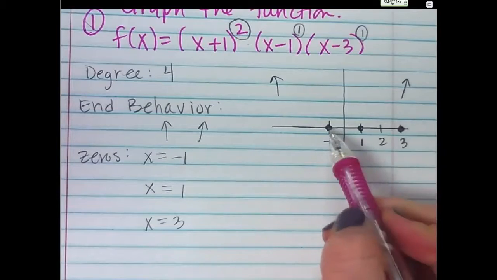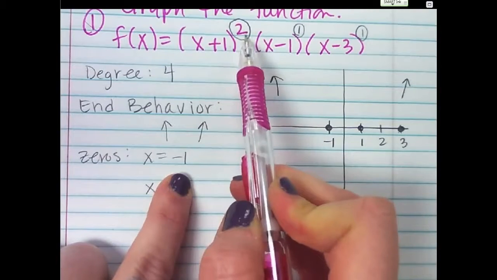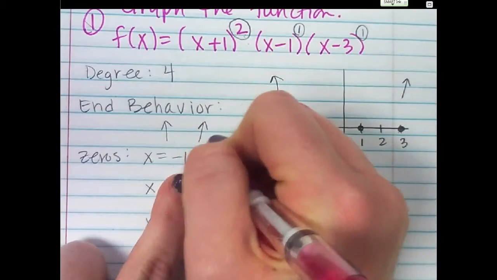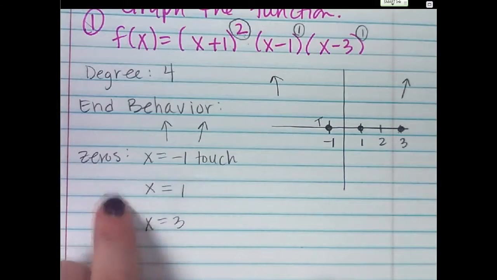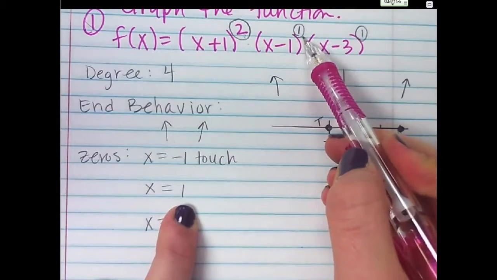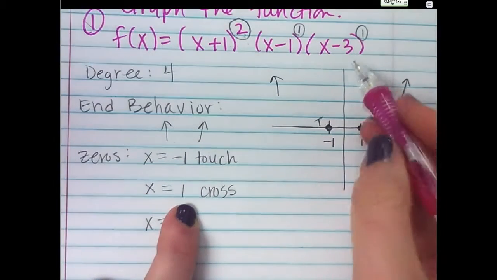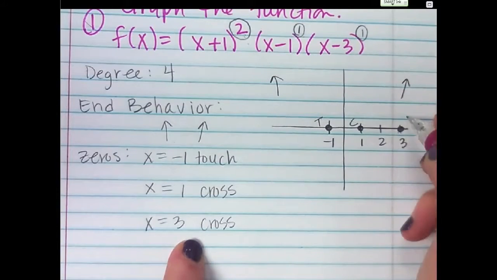Okay, so I have to determine, does it cross or touch at these points? So look at your x plus 1 factor. It's an even. Does even cross or touch? It touches. So I just sometimes put a T here. I'm going to write out touch so that you remember. And then on my graph, I put a T. That way when I'm drawing it, I don't have to look back over here. I can just touch that point and go back up. At x equals 1, does it touch or cross? It's an odd, so it crosses. And x minus 3 is also odd, so it crosses. So I'm going to put a C and a C.